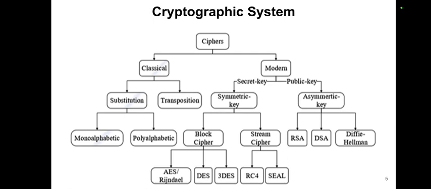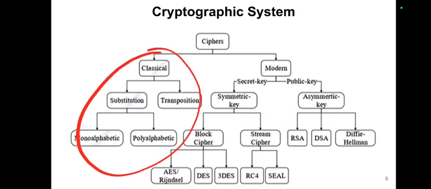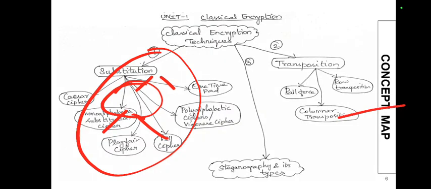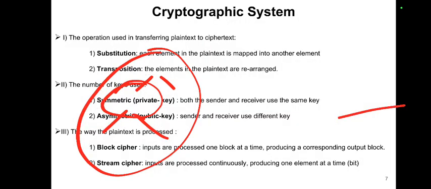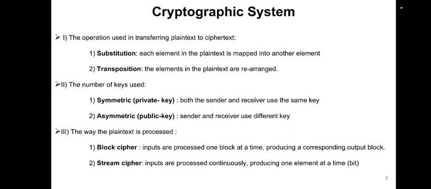Coming to cipher, it is generally divided into two: classic and modern. Today we will be concentrating only on the classic. Classic is again divided into substitution and transposition. Substitution is again divided into mono alphabetic and poly alphabetic. We have already seen the concept map. Now we will see what the substitution technique is.